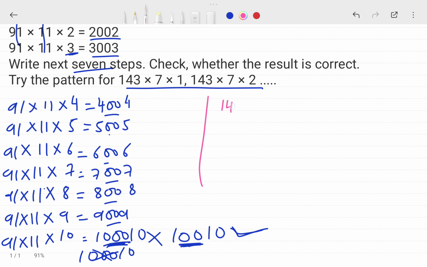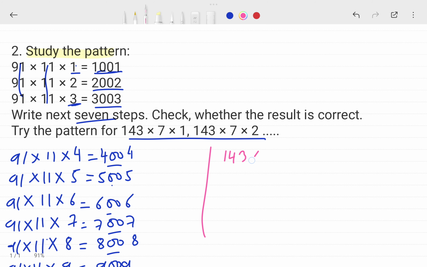So it is given 143 cross 7 cross 1. So what is the answer? Once check it. Okay, so actually we need to check whether this total is proper or not.